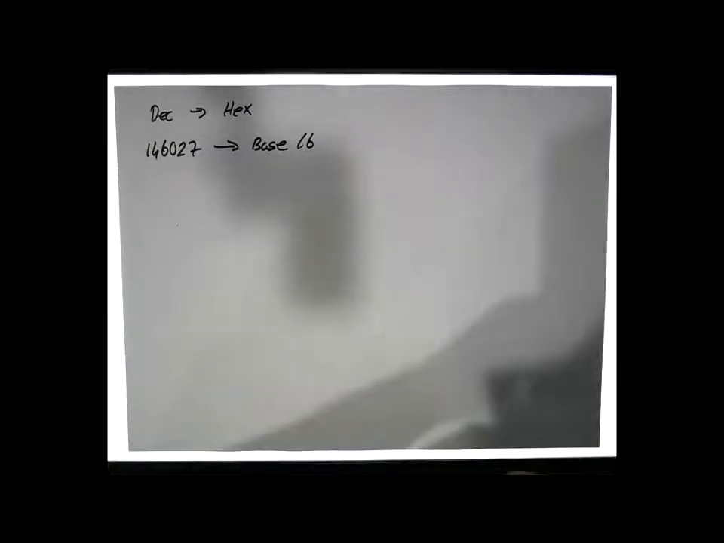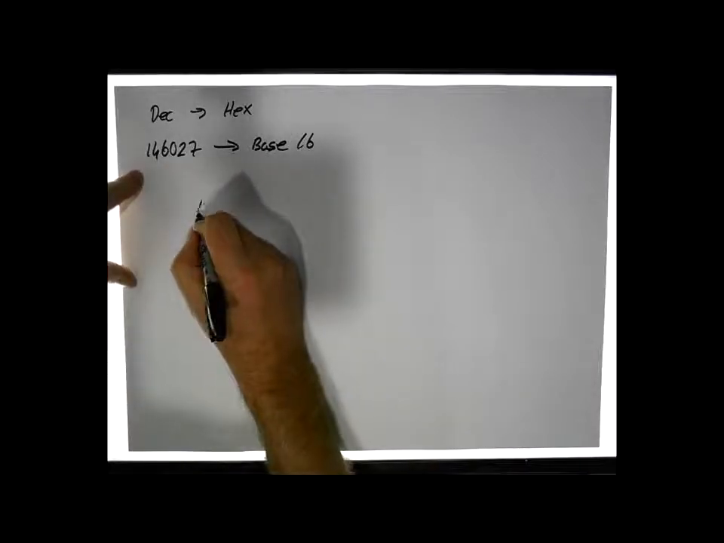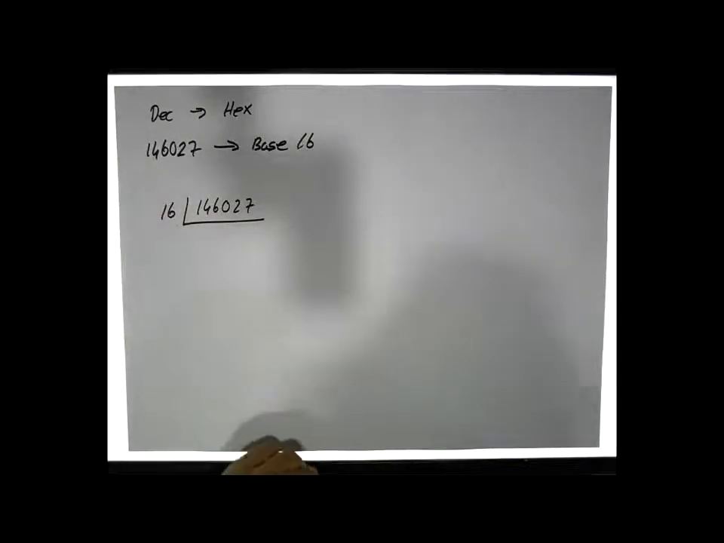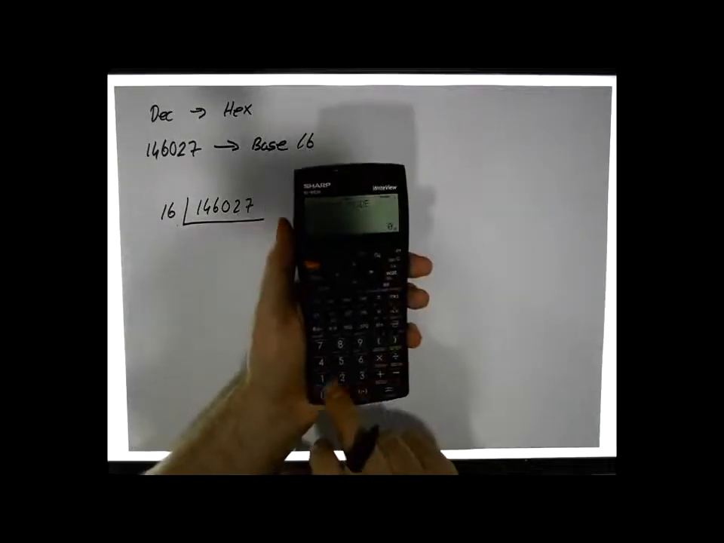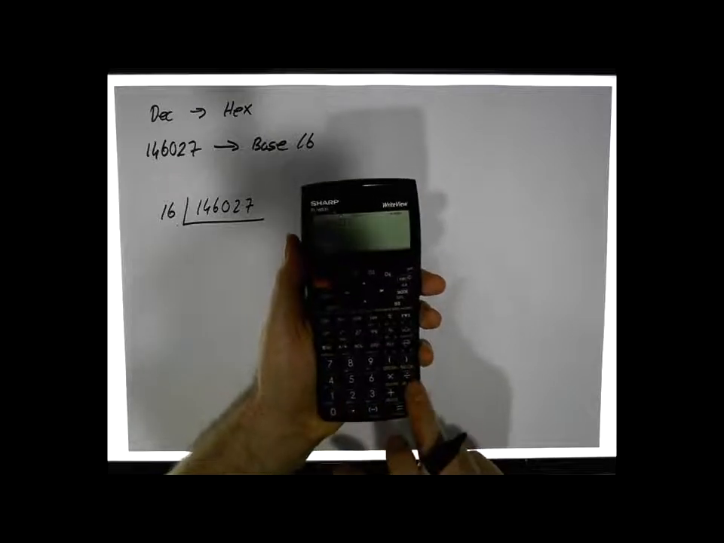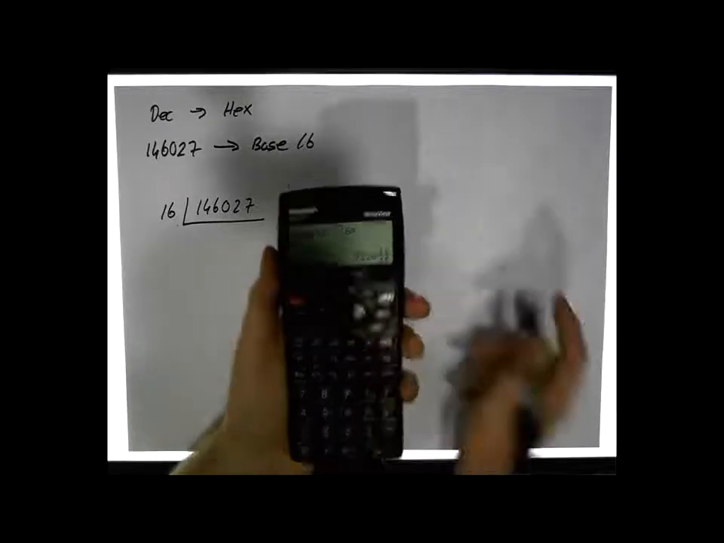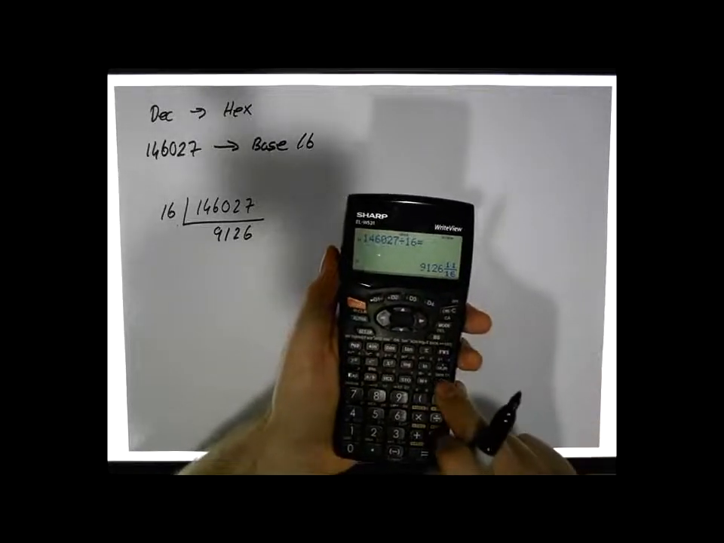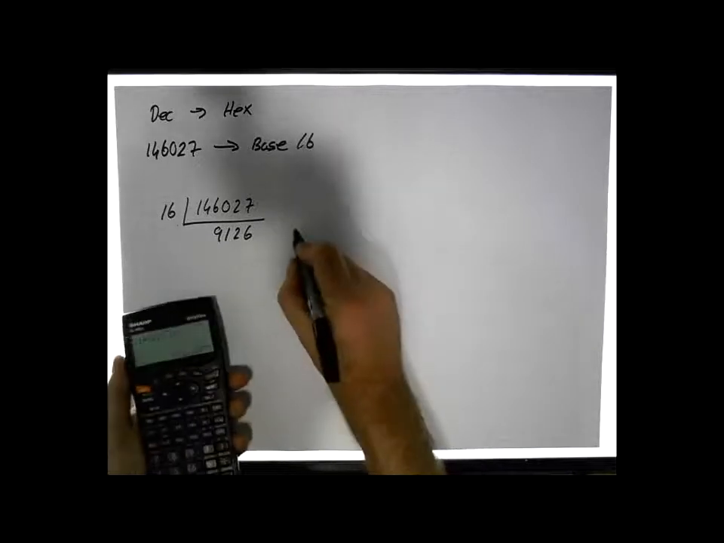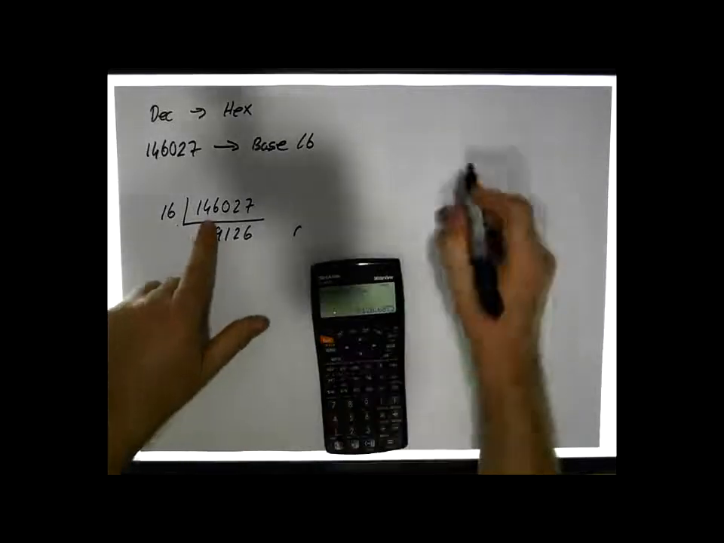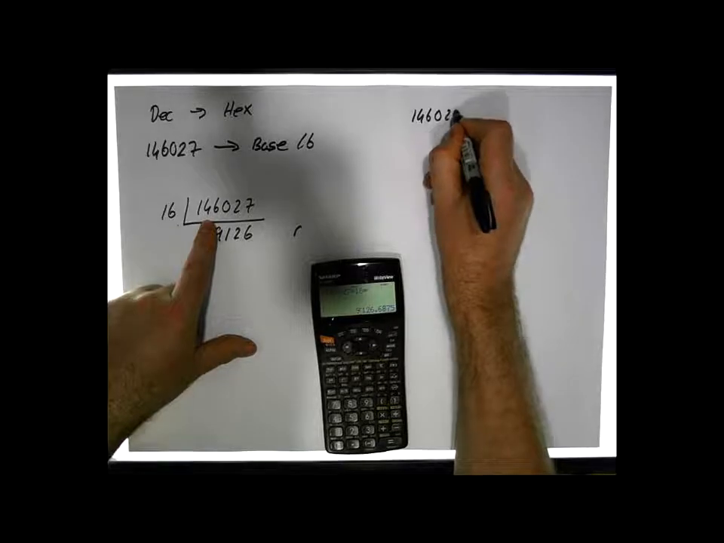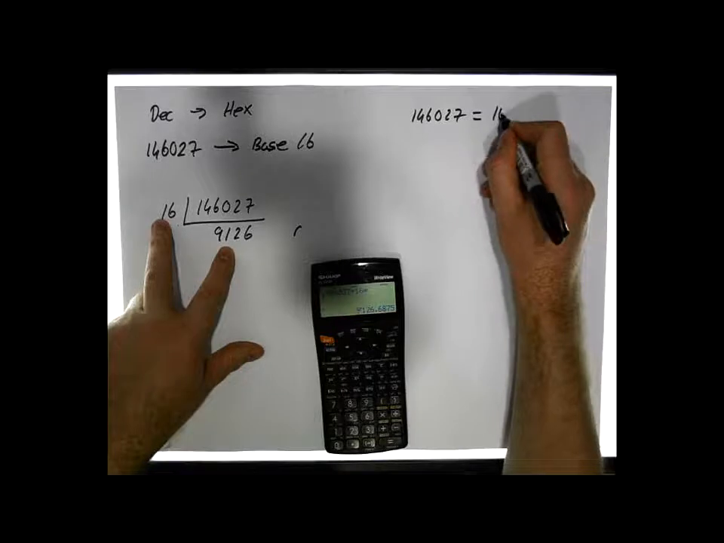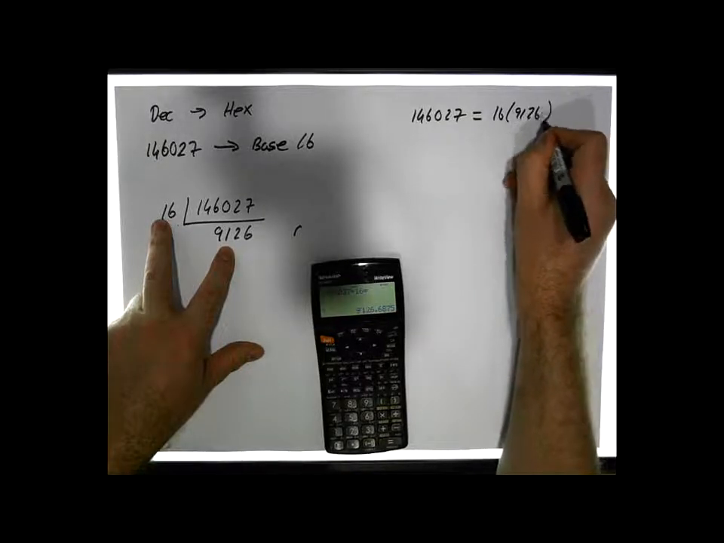We're going to keep dividing by that value. So we're going to get 146027, and we're going to divide it by 16, and we're going to see how we get on here. 146027 divided by 16 goes in 9,126 times, with some remainder. What's the remainder? Well, let's write that down again. 146027 must be equal to 16 times 9126 plus the remainder.